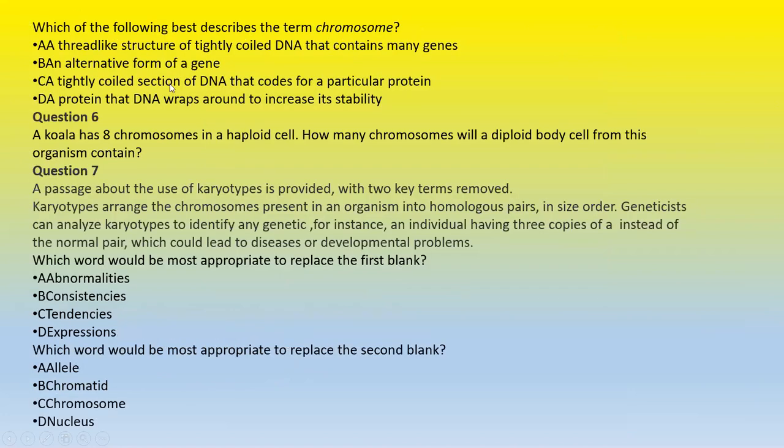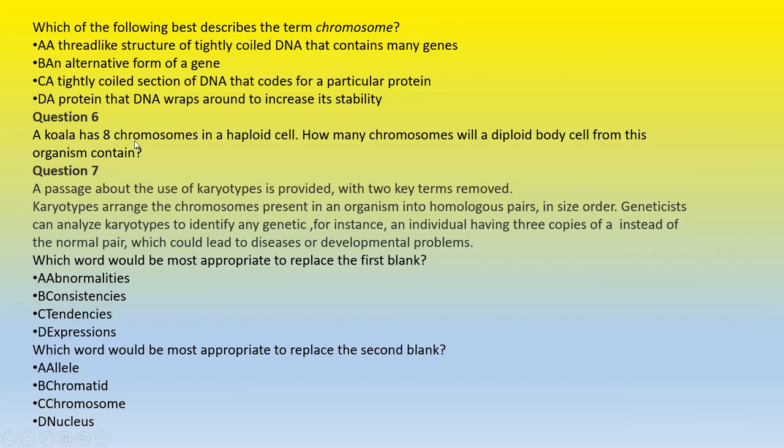Okay, which of the following best describes the term chromosome? Who can tell me what a chromosome is? A thread-like structure of tightly coiled DNA containing many genes, an alternative form of a gene, a tightly coiled section of DNA that codes for a particular protein, or a protein that DNA wraps around to increase its stability. First, of course, it is not the last one, because that is not the basis I want. And it is not an alternative form of a gene, that is something else. It is either a thread-like tightly coiled DNA containing many genes, but the best described is a tightly coiled section of DNA that codes for a particular protein. Okay, so the answer is number C.